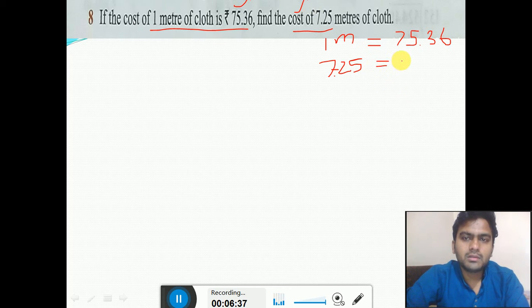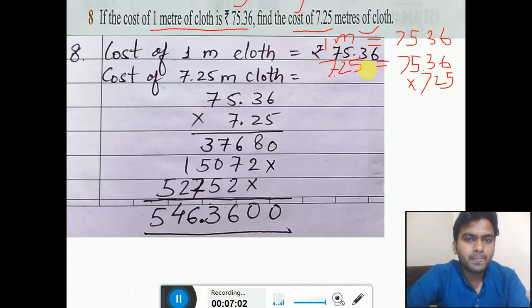We will multiply. If 1 chocolate costs 75, so 7 chocolates cost 75 into 7. So here we will multiply 75.36 with 7.25. Okay, let's see the solution. Here I have written these two numbers.